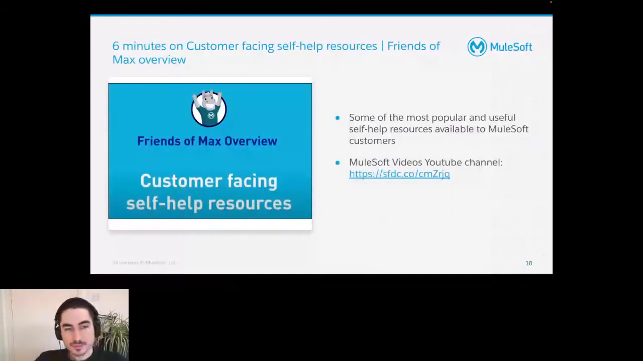Last 2 things, we have the customer-facing self-help resources. This is important for anyone that is joining for the first time. This is how you can get yourself around MuleSoft. There's documentation, help articles, help forums, Stack Overflow. There are YouTube videos, Friends of Max, training videos. So how you can get on top of all these resources, blogs, developer portals, you can watch this 10 minute video and you will be able to understand where to look for what.